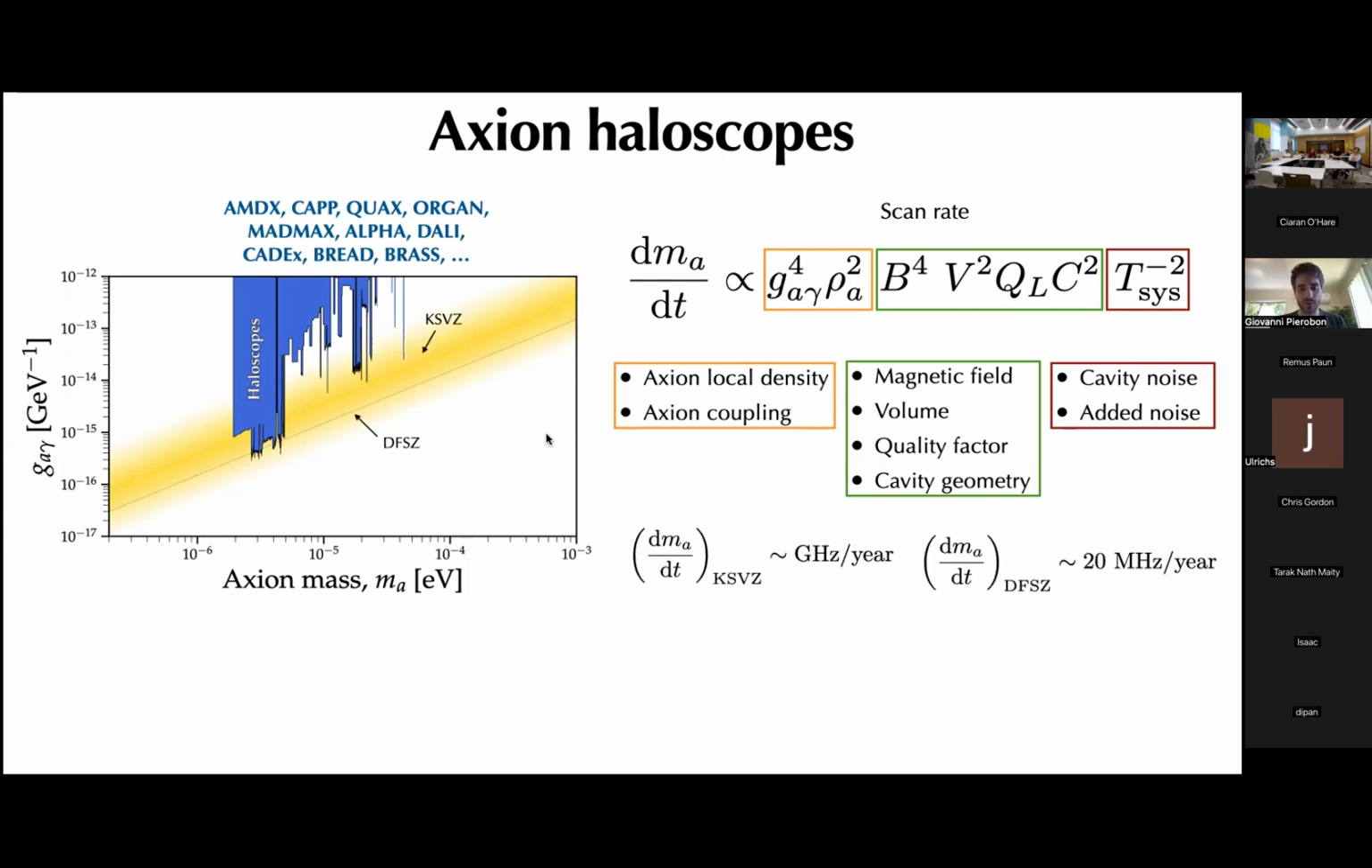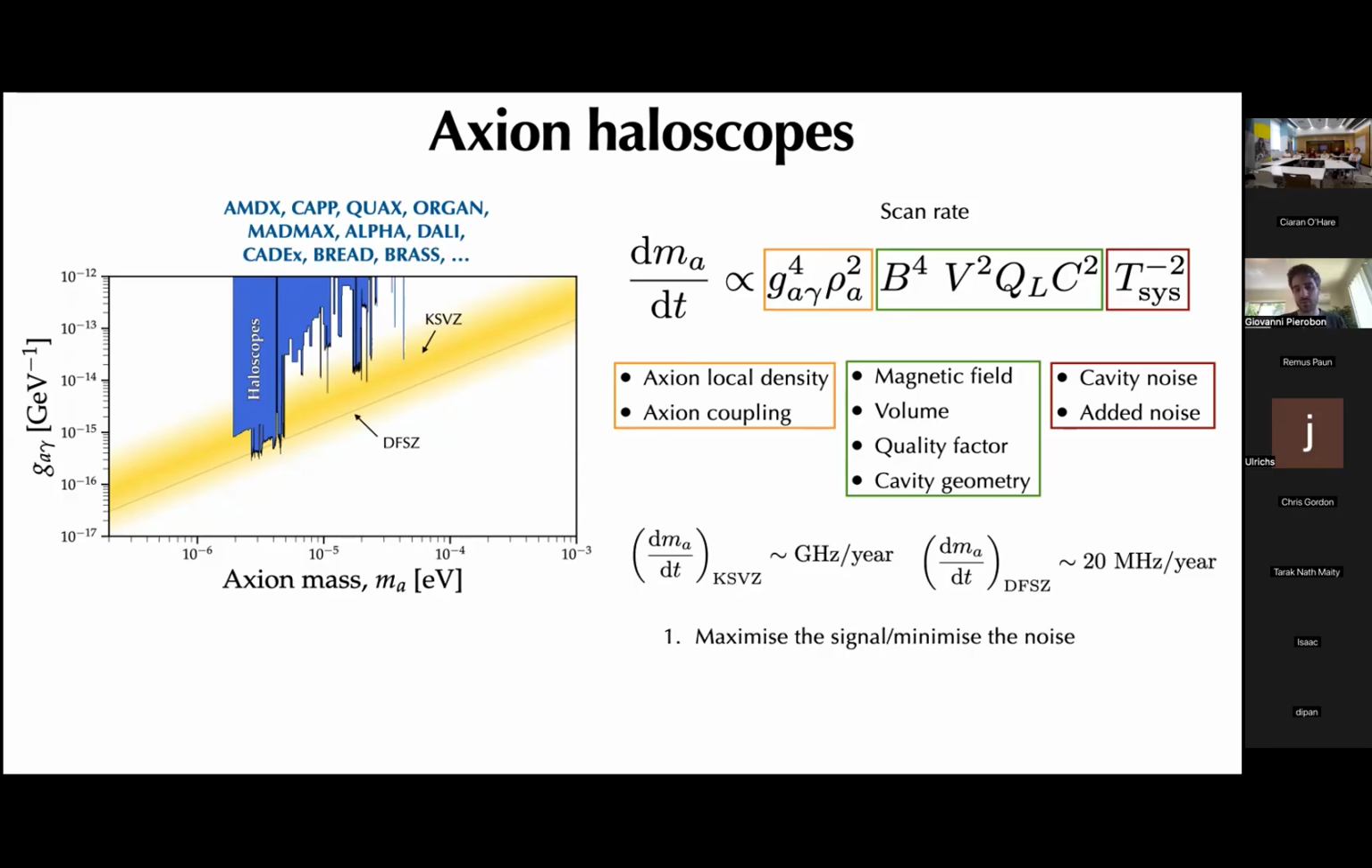So let's put some numbers. If we want to target KSVZ and DFSZ with an optimistic cavity, you get that the scan rate is about 1 gigahertz per year for KSVZ and about 20 megahertz a year for DFSZ. Now, if you look at how big the parameter space can be, obviously this is in electron volts, not in gigahertz or hertz. But this means that at this rate, even with optimistic haloscopes, it will take hundreds of years to cover all of this, even with multiple haloscopes targeting different parameter space. So this is very challenging, and that's why experimentalists will have to come up with new ways to exclude the parameter space faster, and we might be able to say something with our simulations if we can maybe improve the scan time just from a theory point of view.